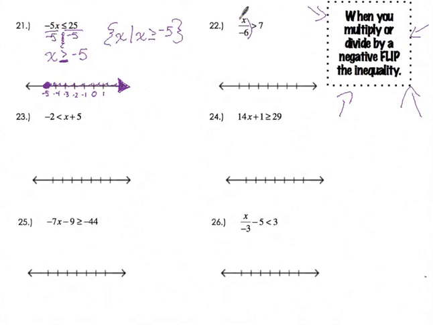So I'm going to multiply both sides of my inequality by a negative 6. But it's negative, so what do you have to do? Don't forget, flip that inequality symbol. It's no longer greater than, it's less than. So my negative 6's cancel, and I'm left with x is less than, what's a 7 times a negative 6? That's right, it's a negative 42.